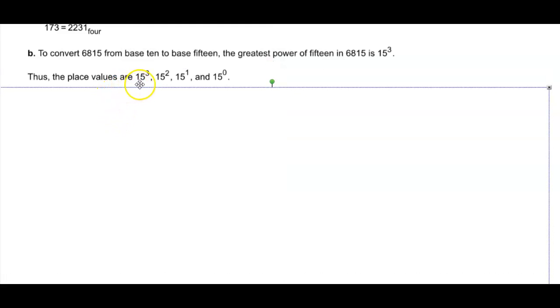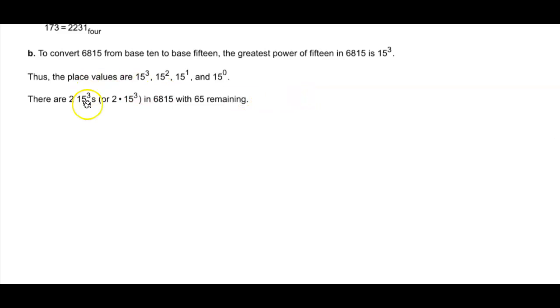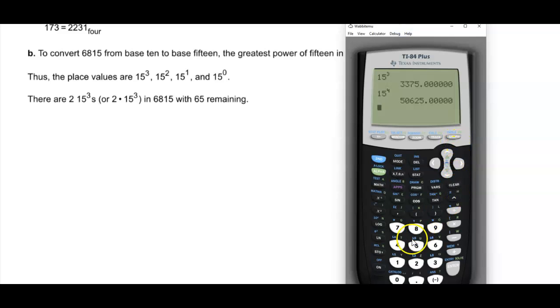So the place values are 15 to the third power, 15 to the second power, 15 to the first power, and 15 to the 0 power. So there are 2 times 15 to the third power in 6,815 with 65 remaining. Let's go ahead and take a look at that. 2 times 15 to the third power gives us 6,750. We take 6,815 and subtract 6,750, and that gives us 65 remaining.